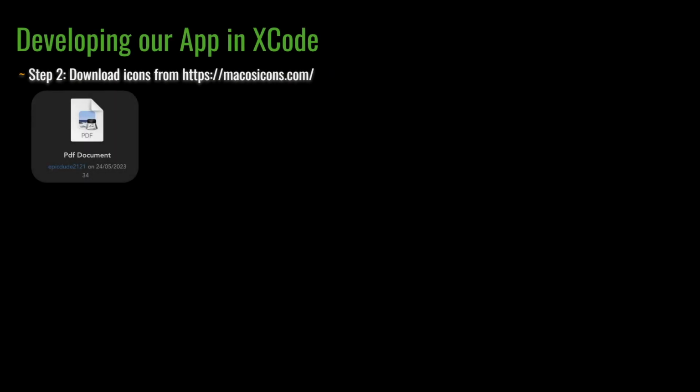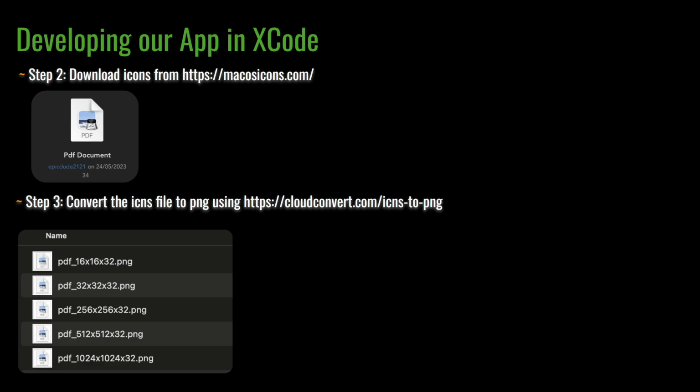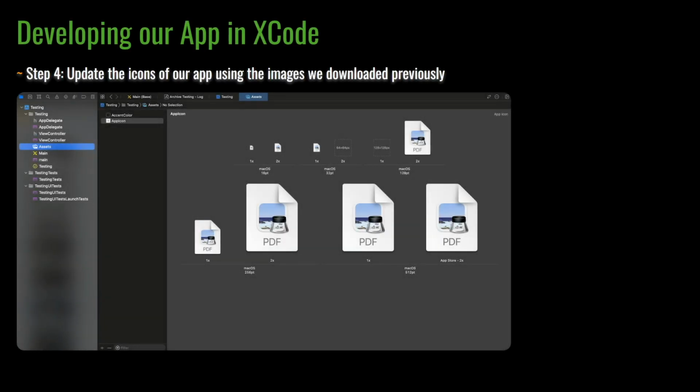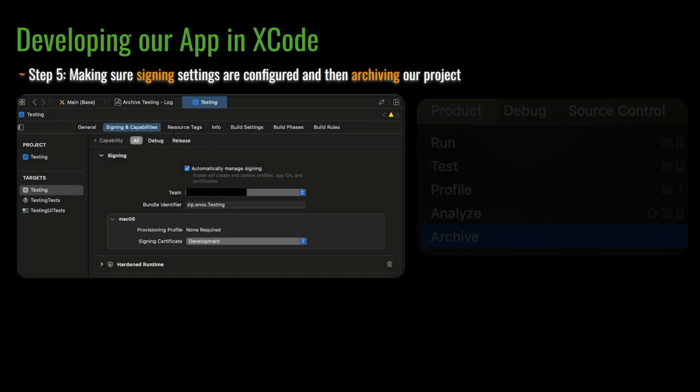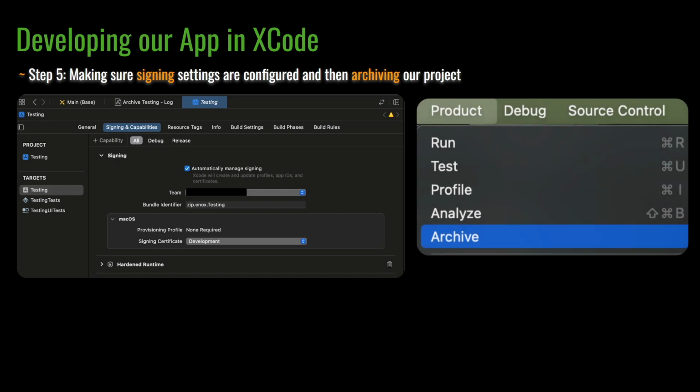The next step is to make our app look a lot more convincing to the victim. So we'll go and download a PDF document icon from macosicons.com. After we've downloaded that, we'll convert the icons file to PNG using cloudconvert.com. After that, we'll update the icons of our app in Xcode using the images we downloaded previously, so the app icon looks like a PDF document. Step 5 is making sure the signing settings are configured, and after that, we archive our project.